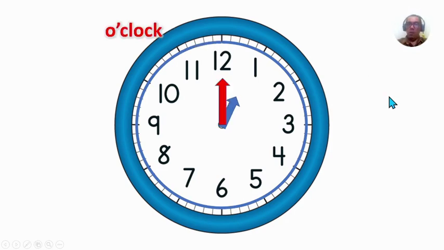1 o'clock. Again, this is 1 o'clock. The long hand is pointing to number 12. That means o'clock. Now let's take a look at your lesson. Check your lesson in the file.